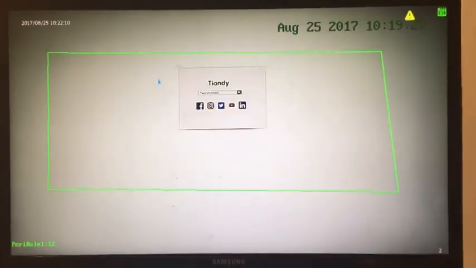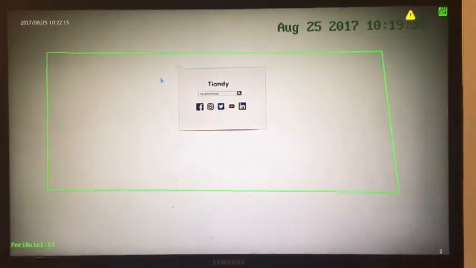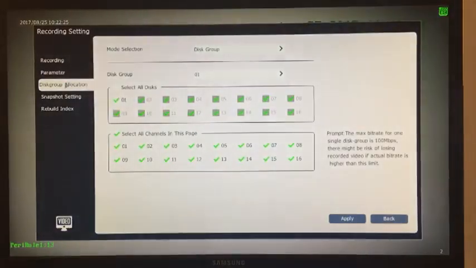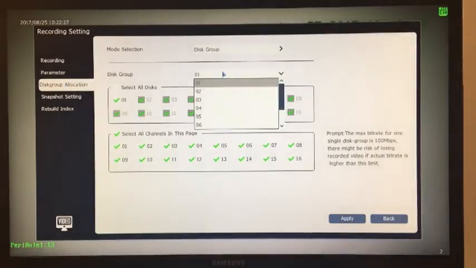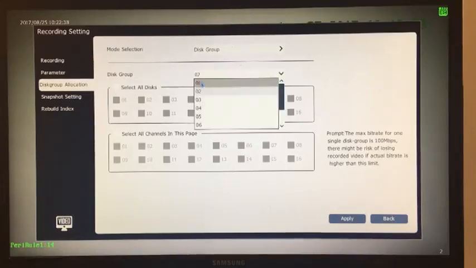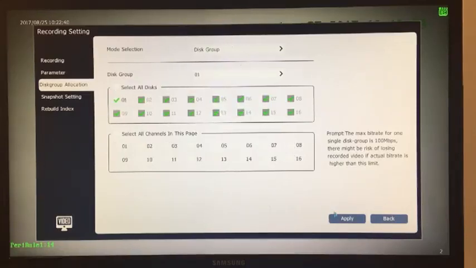Number 17. Support channels allocated to the corresponding disk groups. The inspiration of design is to reduce storage pressure and risk of the NVR, so we store the channels in groups. Operation: the channels are allocated to the corresponding disk group for storage. The maximum real-time code rate of a single disk group is 100 Mbps. The rule is, take a 32-channel, 8-disk device for example.